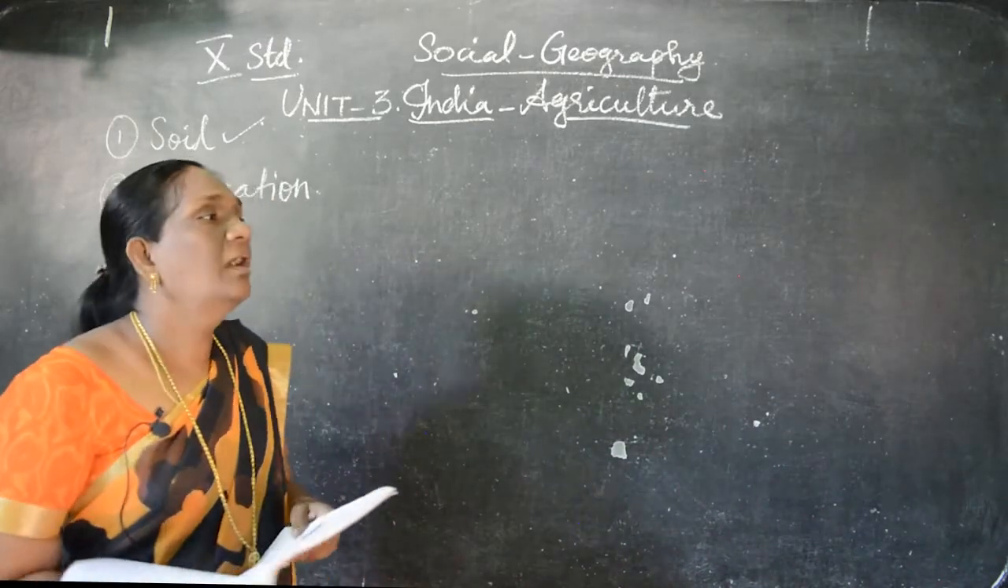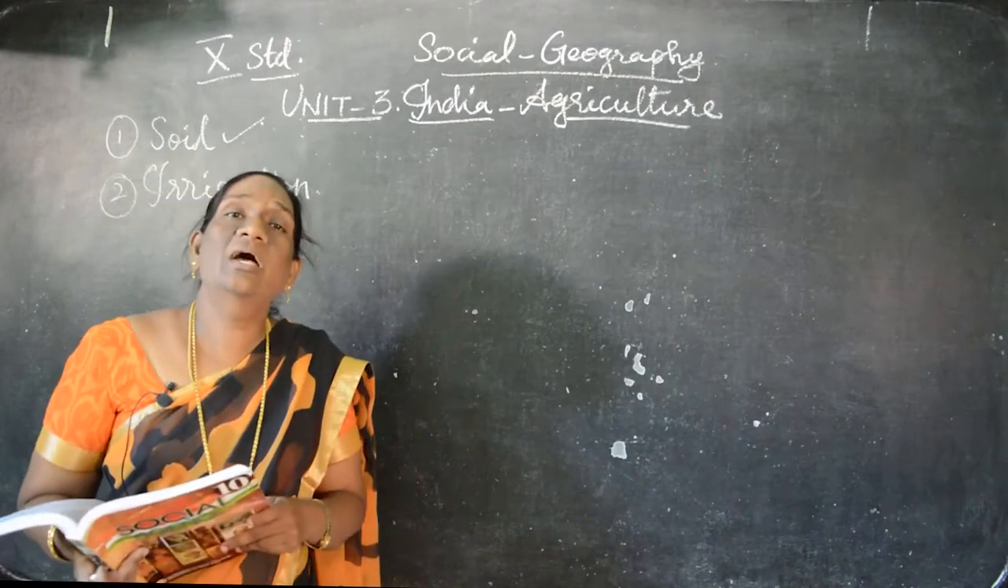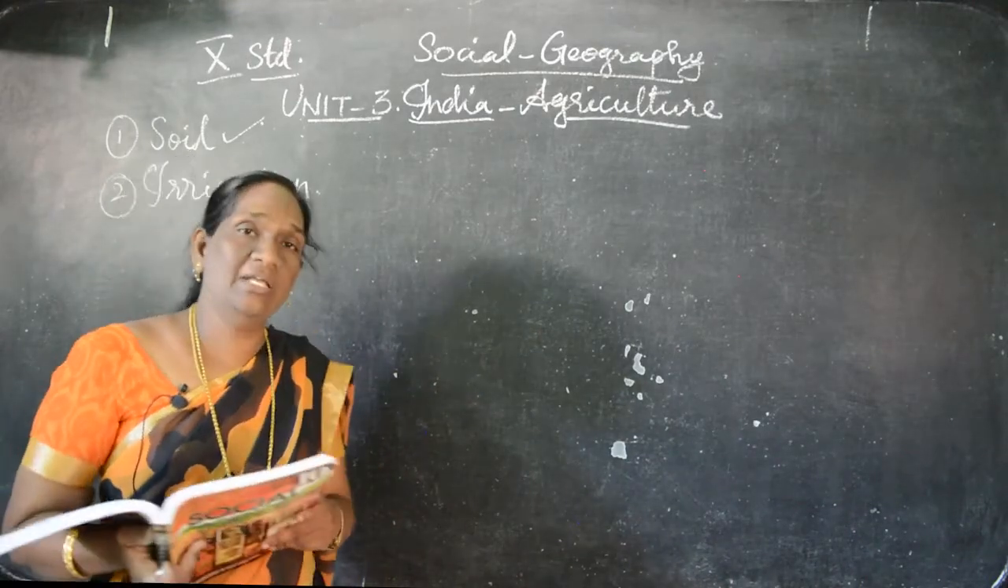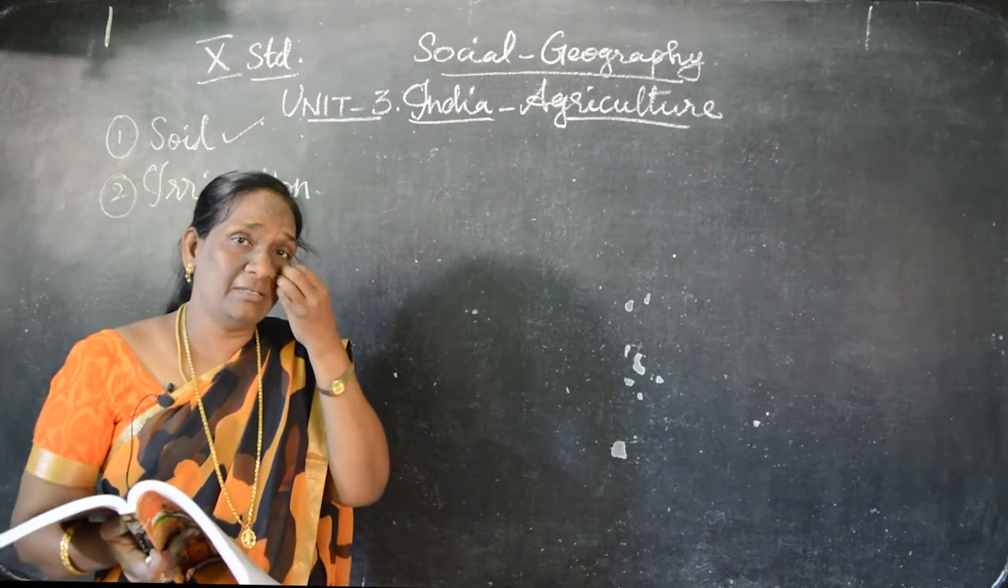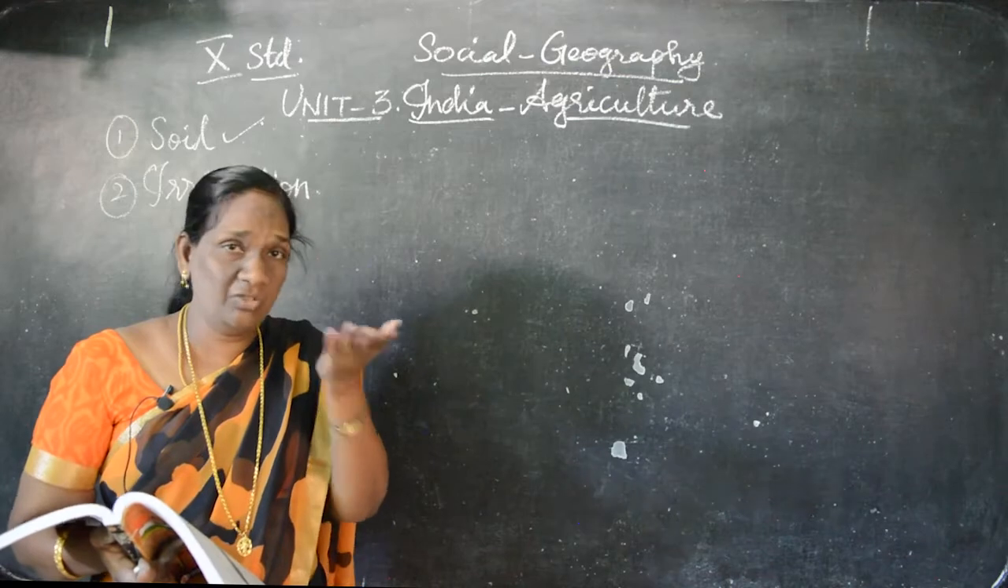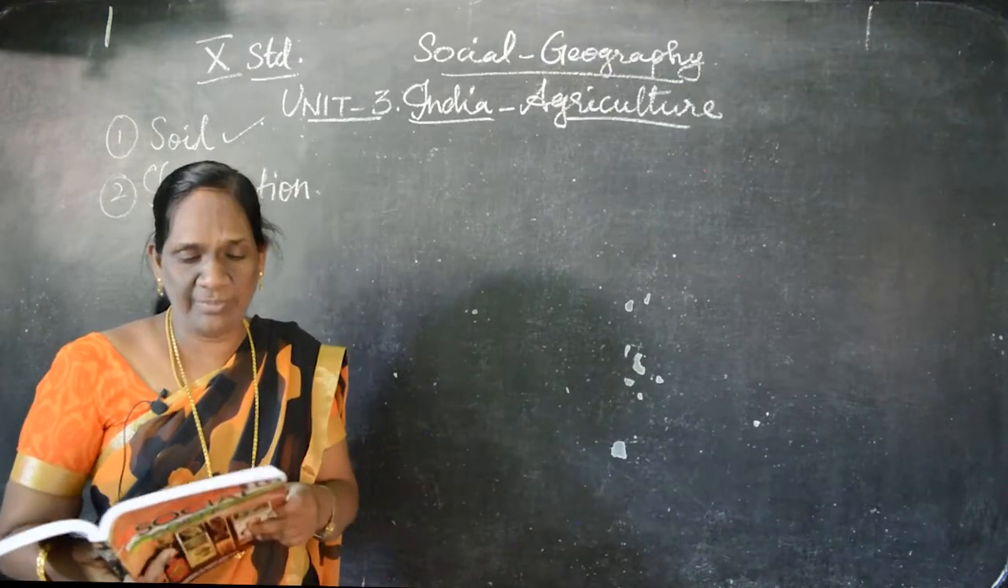Understand? Because in some areas we have perennial rivers, and in some areas non-perennial rivers. India is an agricultural country, you all know, so irrigation is very much needed.